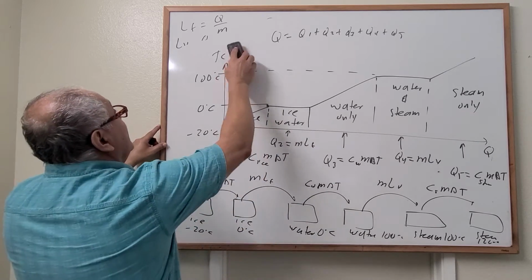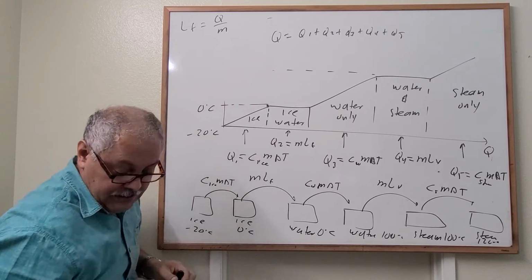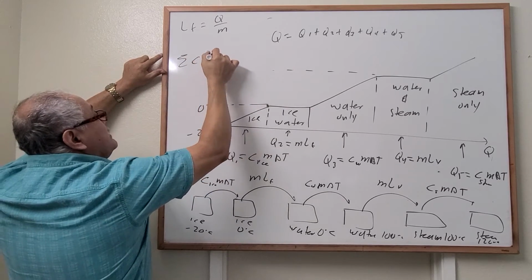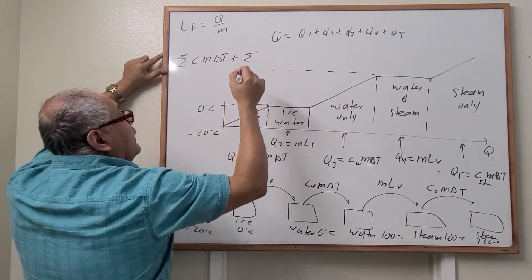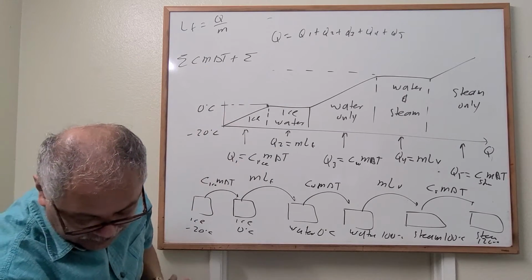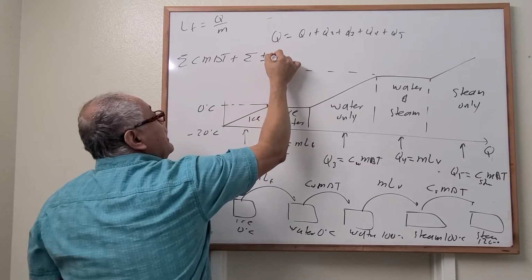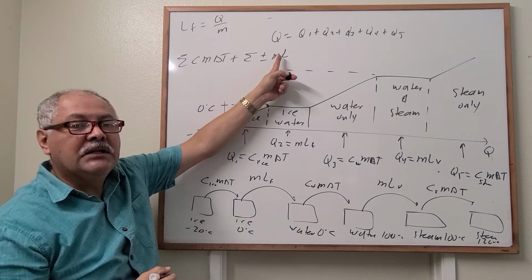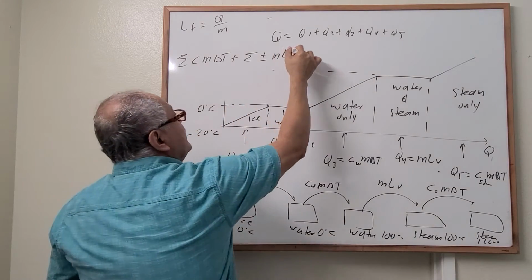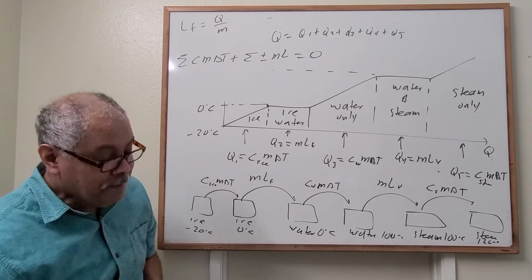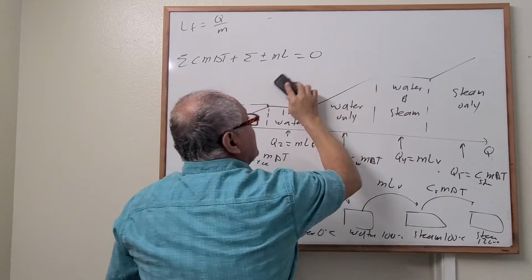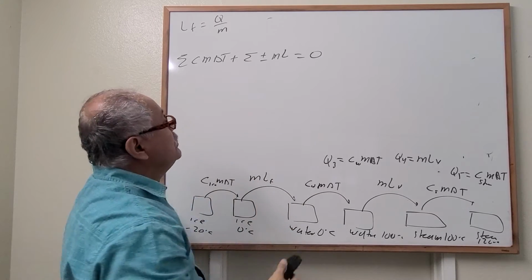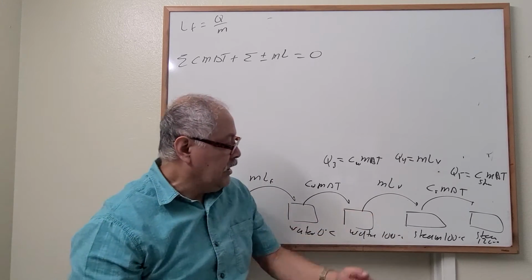Okay, and we have a general formula for this set of stages. The general one is the sum of all specific heat times mass times change in temperature, plus the sum of plus or minus m times the latent heat, or heat of vaporization, or heat of fusion, and this must be equal to 0. This is the equation that we use to work on these processes.